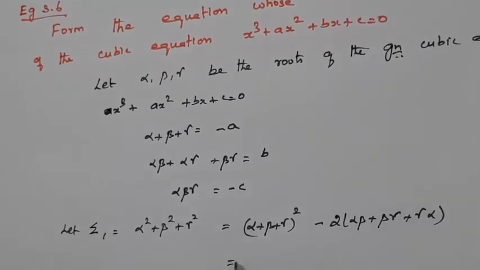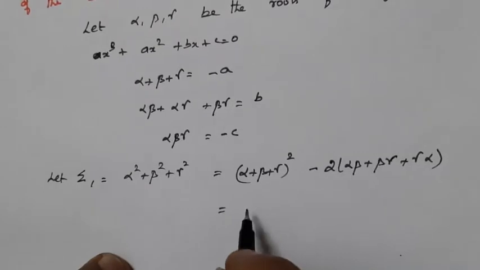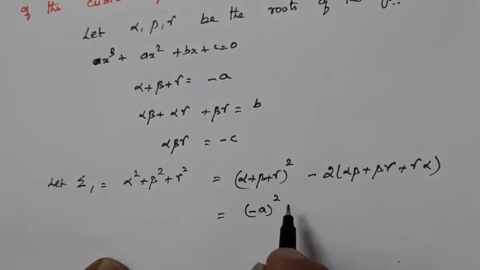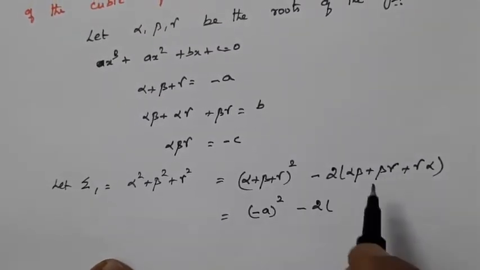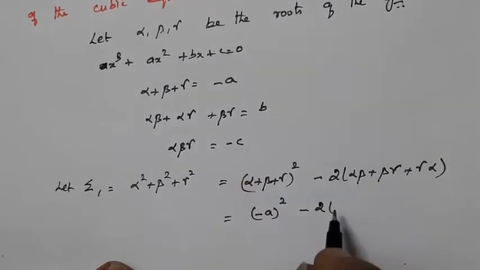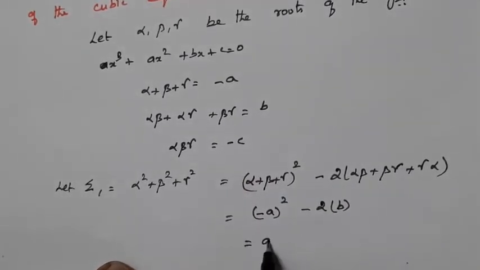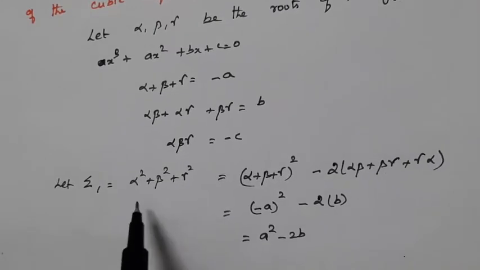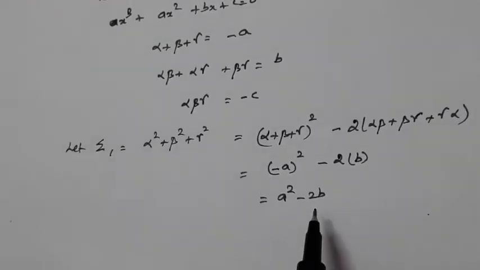Okay. So as alpha plus beta plus gamma is minus a, we can substitute here minus a the whole square minus 2 into, and the value of this quantity is b. So that is nothing but b. So a squared minus 2b. So the value of sigma 1 is a squared minus 2b.